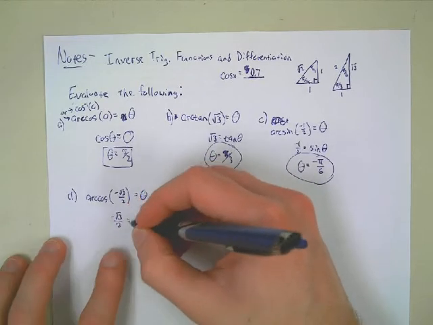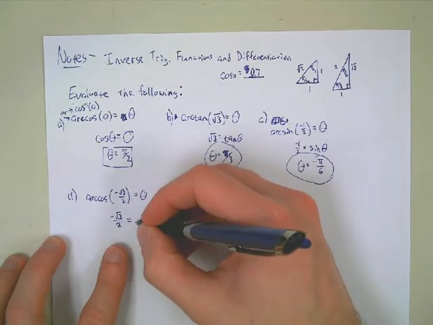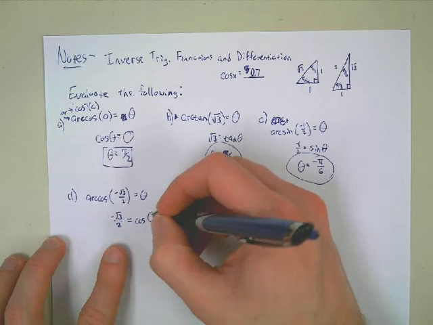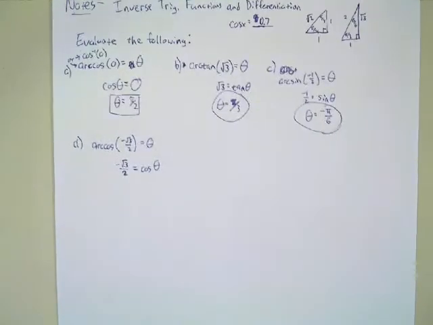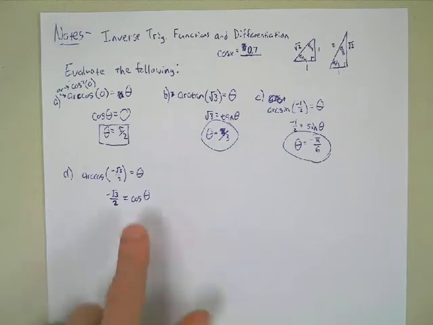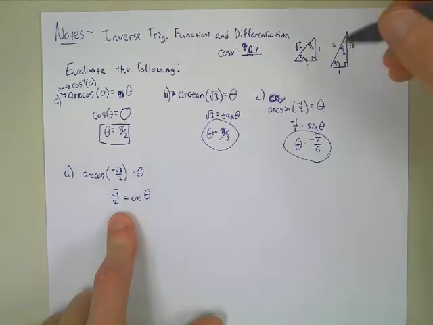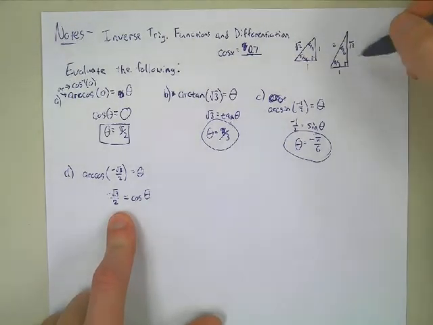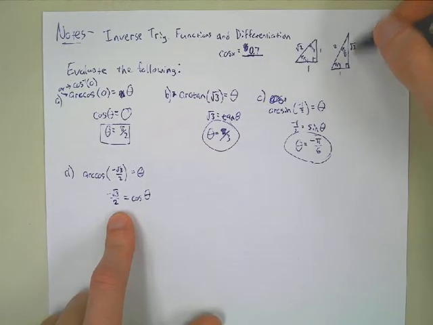So negative root 3 over 2 equals cosine theta. Okay, let's not focus on the negative right now. Let's just focus on cosine of what gives me root 3 over 2. So cosine is the adjacent over the hypotenuse, and pi over 6 gives us that. So it's going to be pi over 6.